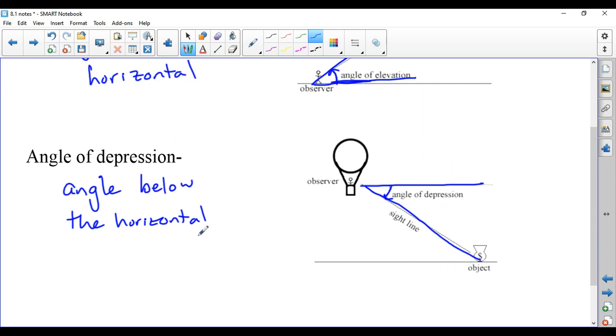One note here, if you had a person at the ground looking back up at this observer, their angle of elevation would be here. And in geometry, we know that these are alternate interior angles and they would be equal to each other. So in these problems, the angle of depression of the person looking down is always equal to the angle of elevation of the person looking back up at them.